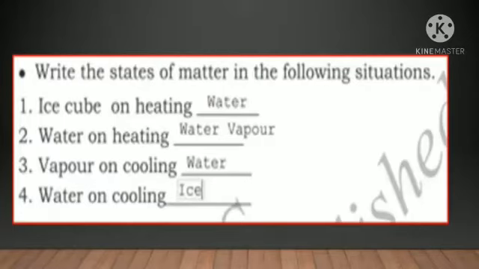Changes in states of matter. When an object is heated, there will be a rise in its hotness. The state of matter changes due to heat. Always when you heat something, the state of that matter will change. Write the states of matter in the following situations. Now you have to write which state of matter it is. Ice cube on heating, it is water. Water on heating, water becomes water vapor. Vapor on cooling, water. Water on cooling, ice.